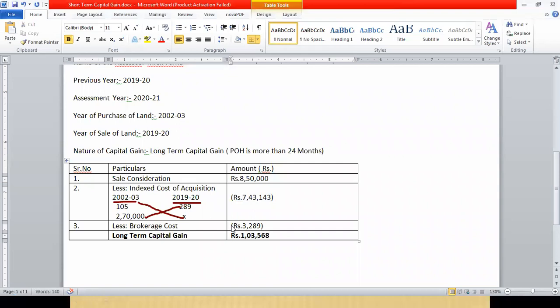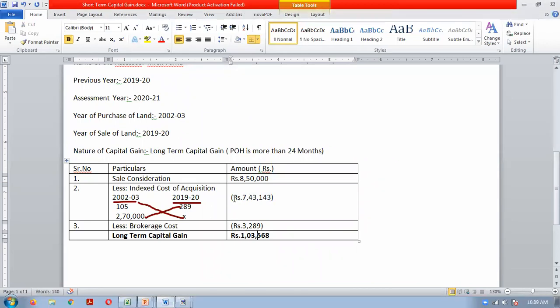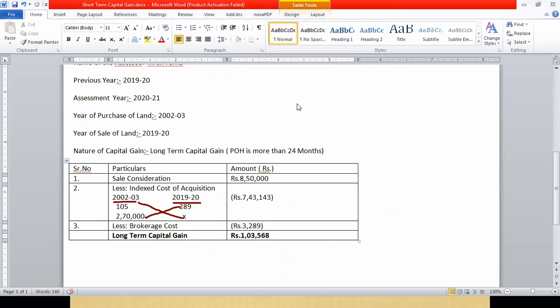On this we will pay 20% tax plus 4% cess. Otherwise, if you had taken 2,70,000 here, your gain would have become very high, which is not correct, because there is a difference of 17 years from the date of purchase to the date of sale. So we will bring the cost to current year terms. This benefit is available only for long term, not for short term. Clear? Understood this much, everybody? Any confusion? Okay, yeah, good.